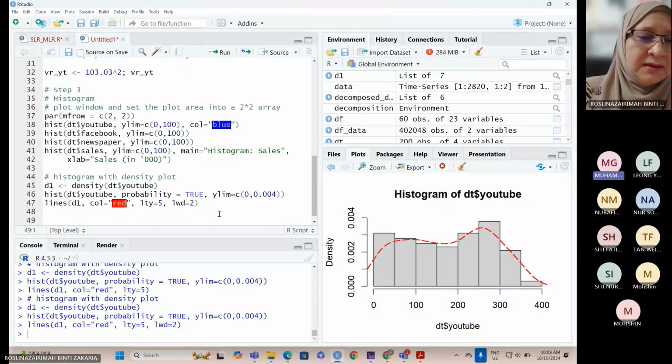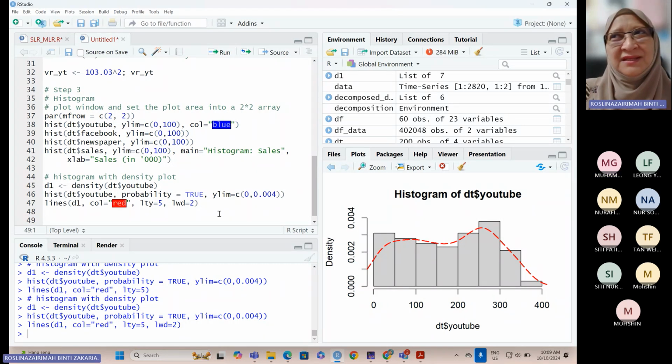Yes, but using Excel only, Doktor. So now you know R is very quick, isn't it? Yes, using Excel, of course it can be done, but what is important is, with R, you can easily change and beautify it using a function.